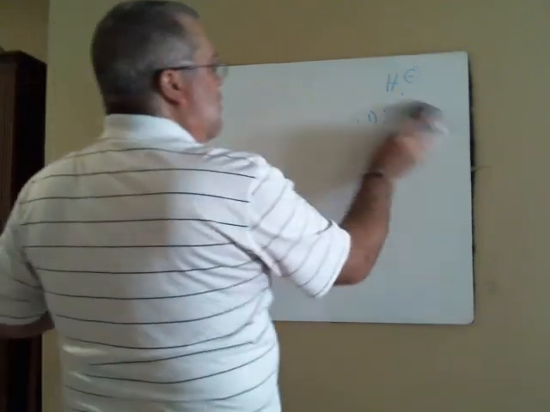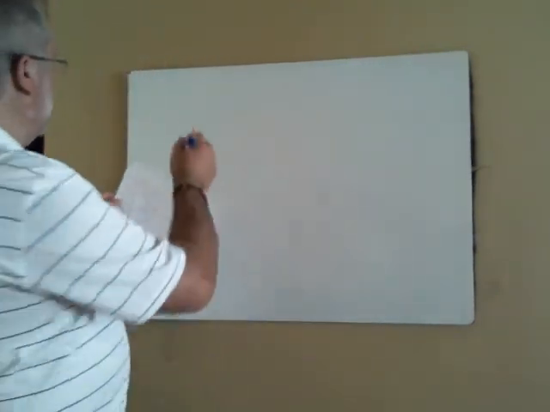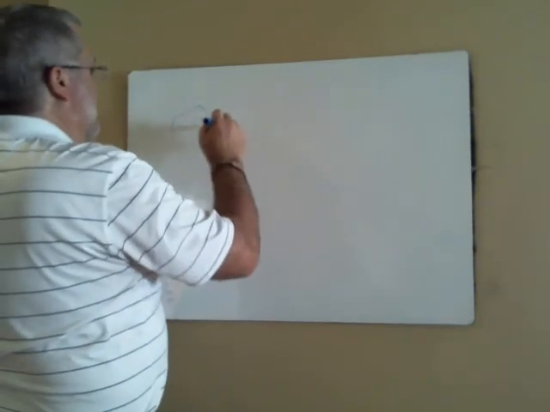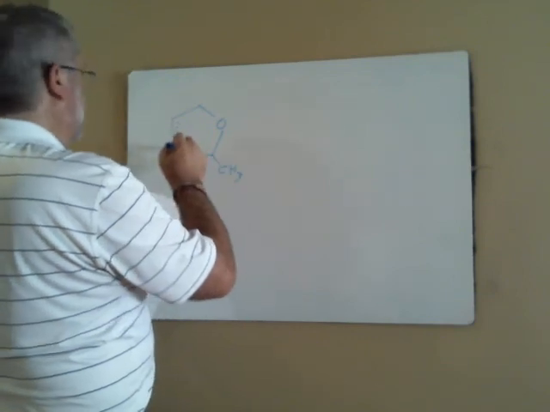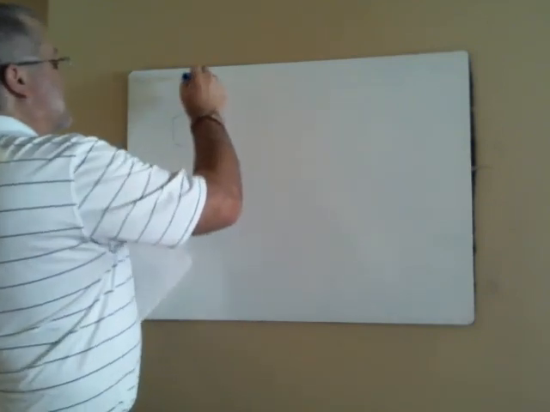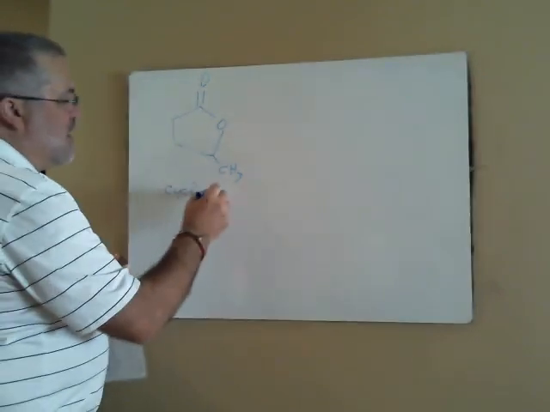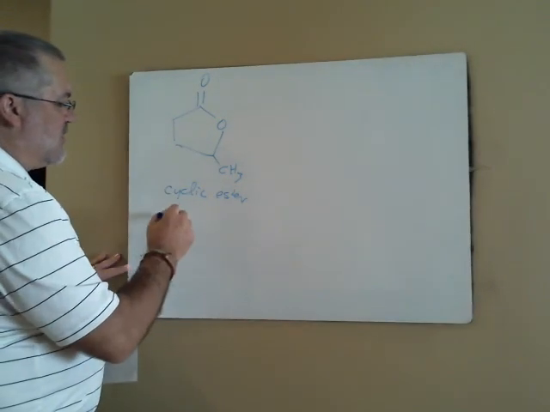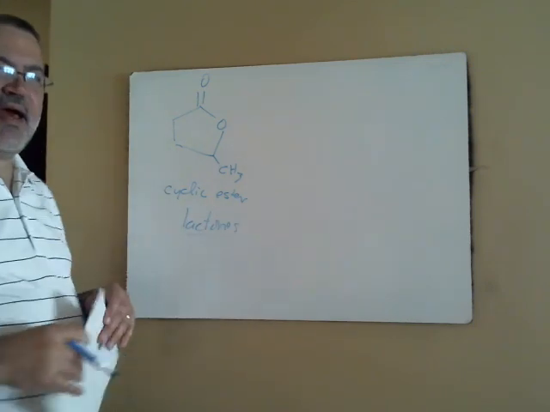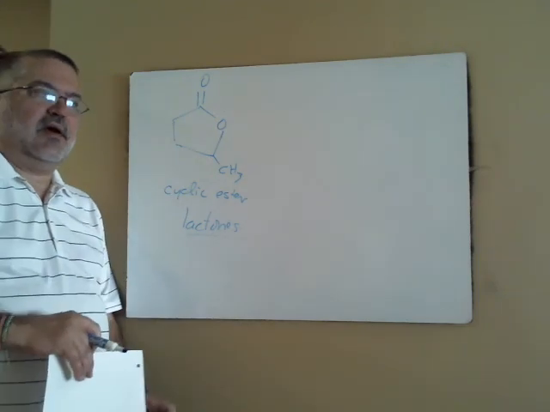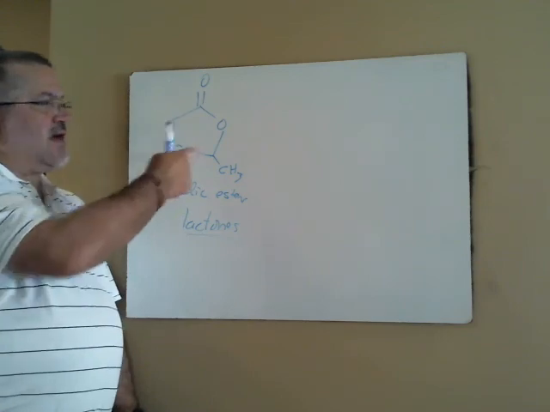Now, one thing you have to be aware of with esters is there are cyclic esters. They're still esters. I'm going to draw this particular one, and it's a cyclic ester, and we actually call these lactones, and that's kind of an archaic name, but you still hear it used occasionally. So if you ever hear the term lactone, it's a cyclic ester.